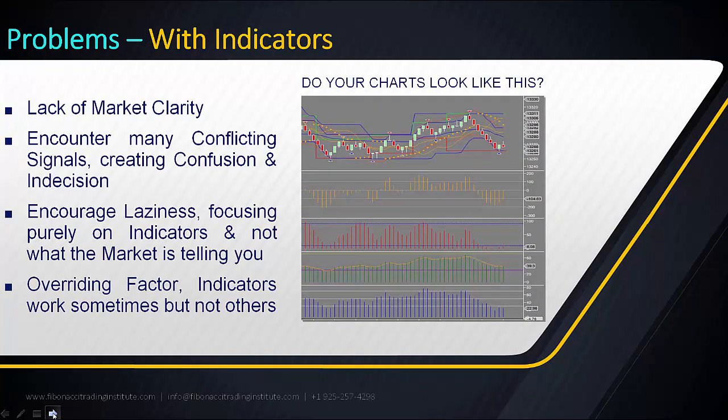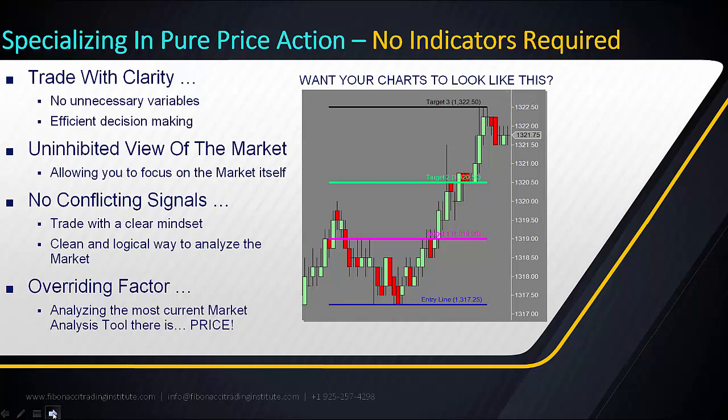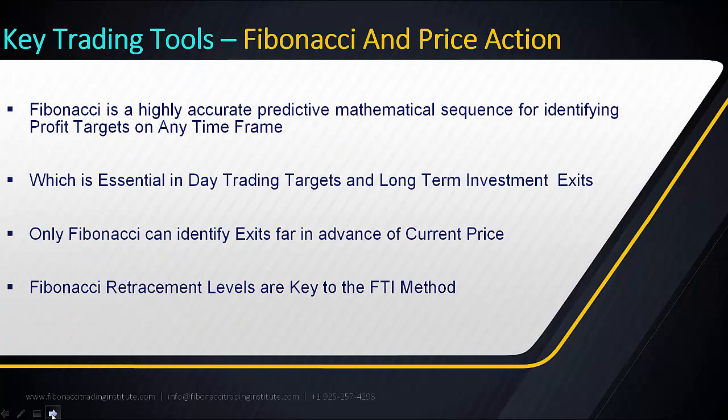You remember not to use indicators. You remember that indicators are not giving you any clarity, indicators only confuse you. Indicators do not teach you anything about markets. So why spend your time on anything other than price action and Fibonacci? Why not trade with clarity? No unnecessary variables, efficient decision making, uninhibited view of the markets, no conflicting signals, trade with a clear mindset based on the rules, pure price for entry and Fibonacci for exits, all you need.